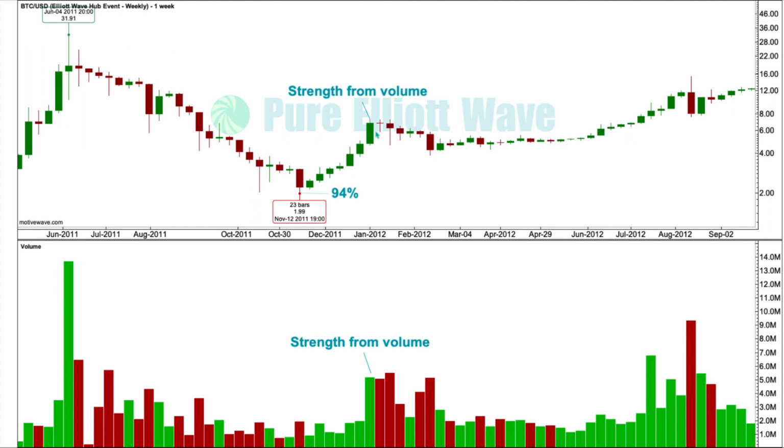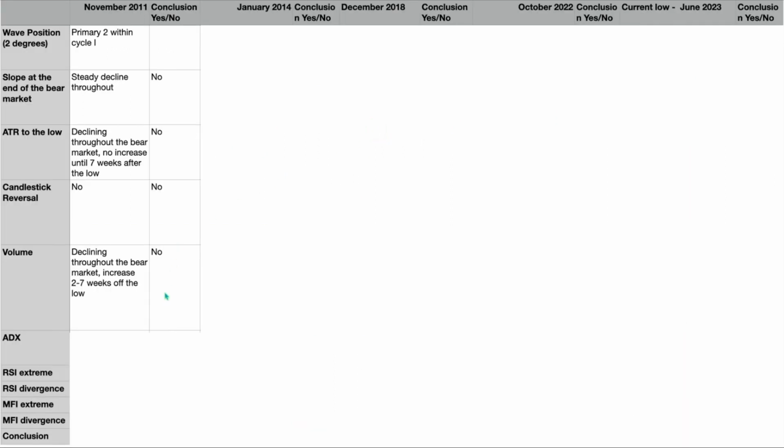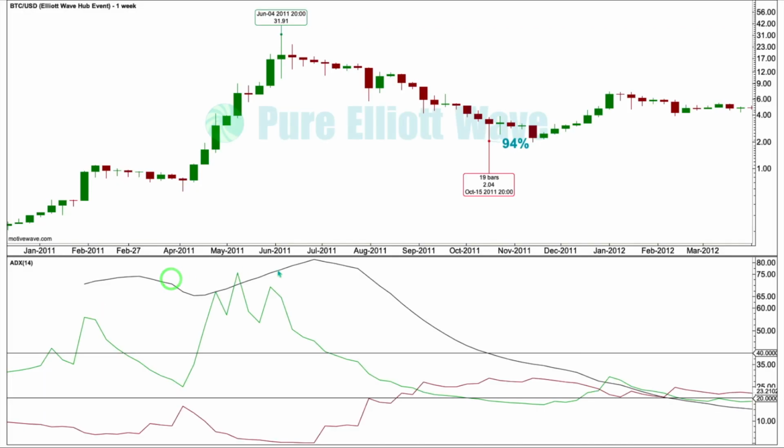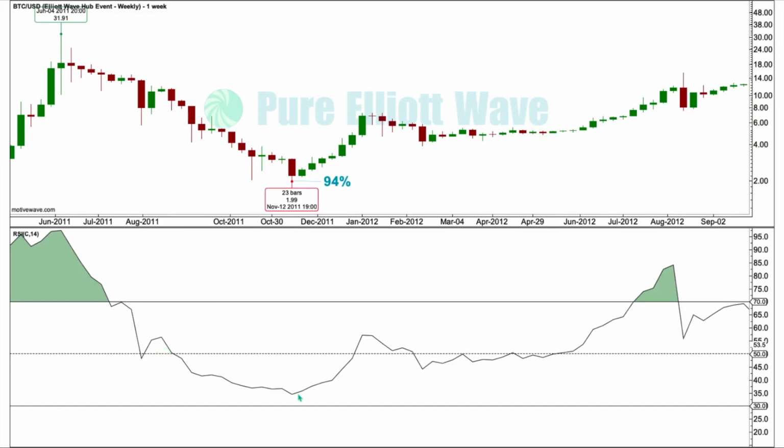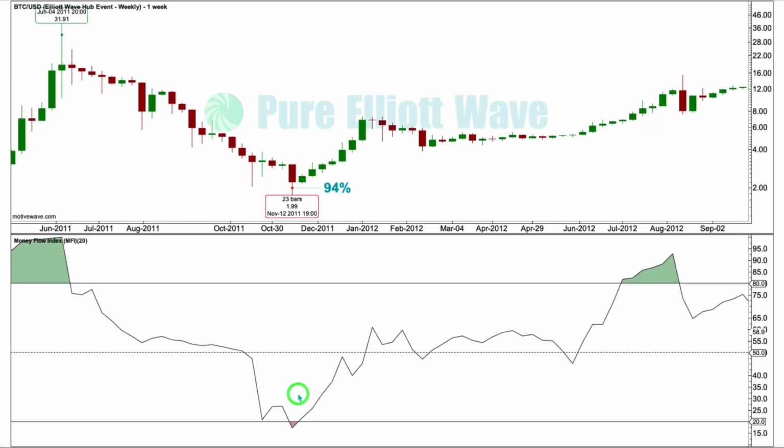Trying to pick lows for these markets, just don't do it. It's really difficult. So no, we don't see a volume spike at the low. It's not until 7 weeks after the low we start to see some real strength from volume. ADX didn't even catch up with the fact there was a bear market. No downward trend indicated, let alone an extreme downward trend. RSI didn't reach oversold, didn't exhibit any divergence.